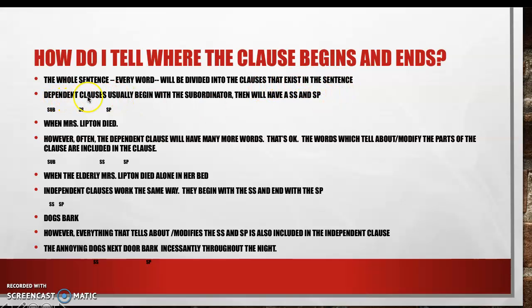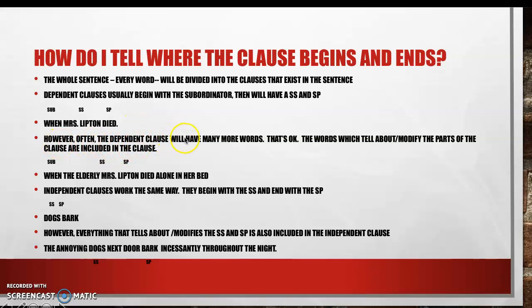Now, dependent clauses usually begin with the subordinator, then have a subject and a predicate. For example, "when Mrs. Lipton died." That has a subordinator, a subject, and a predicate. Therefore, it's a dependent clause. You don't have to think about it. You don't have to see whether it could stand alone. It has those three elements, so it's a dependent clause.